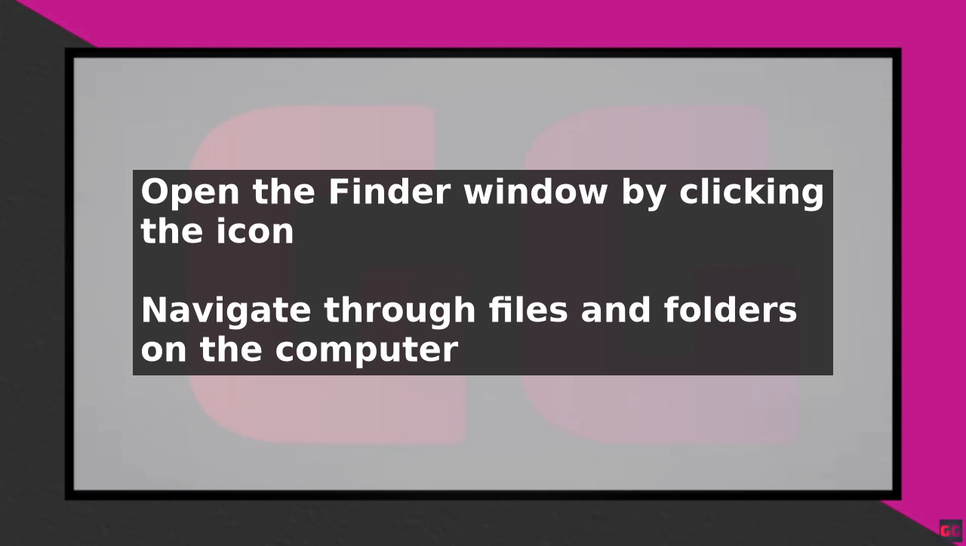If you do not see the USB drive in the sidebar, click on the Finder menu at the top of the screen and select Preferences. In the Preferences window, click on the General tab and make sure the box next to External Disks is checked. This will ensure that the USB drive appears in the sidebar.